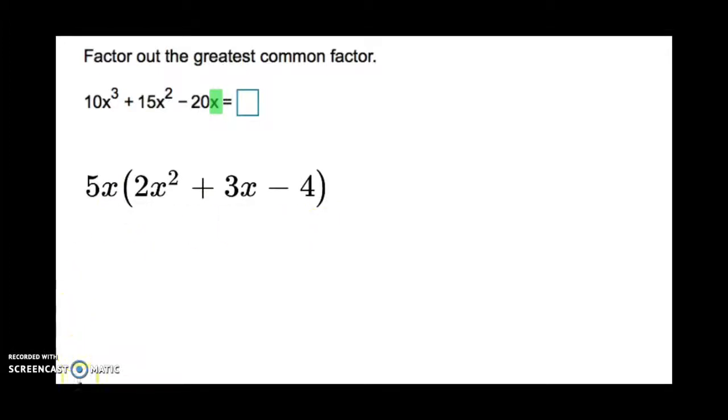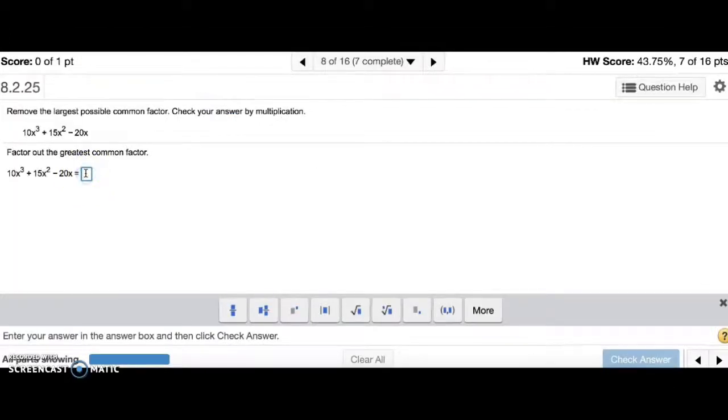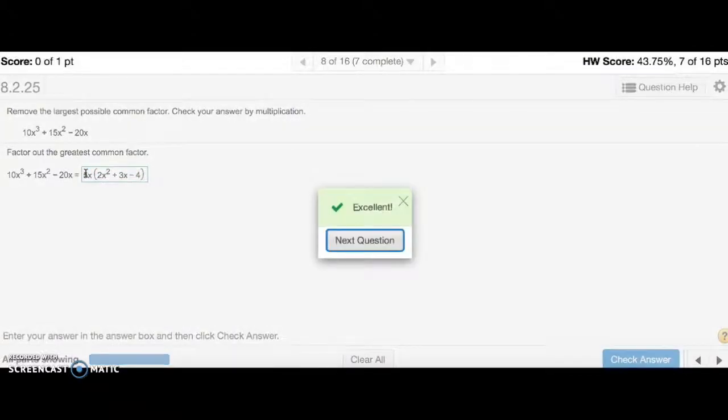So let's type that in. So we have 5x parentheses 2x squared plus 3x minus 4. And that's number 8.